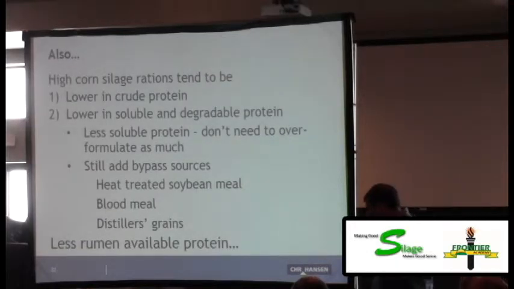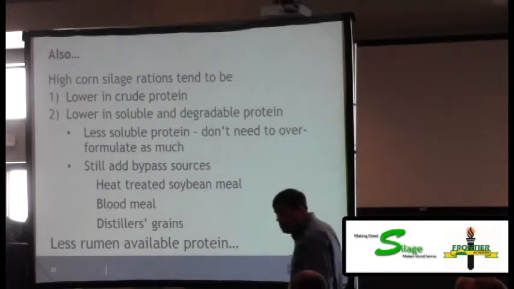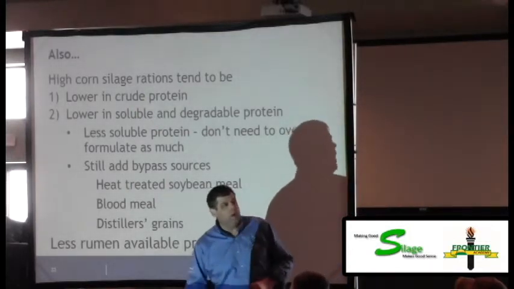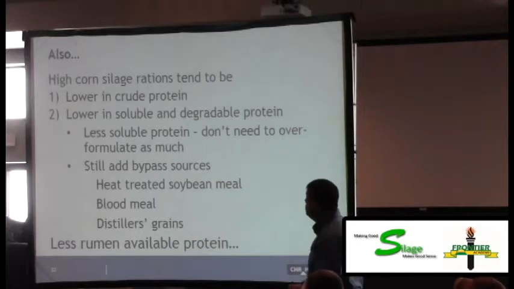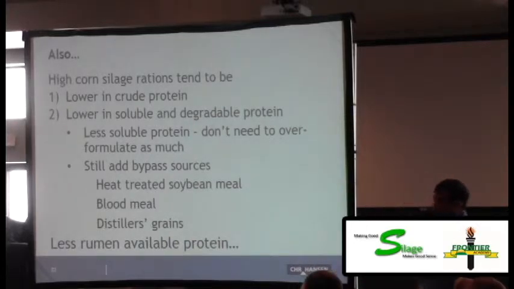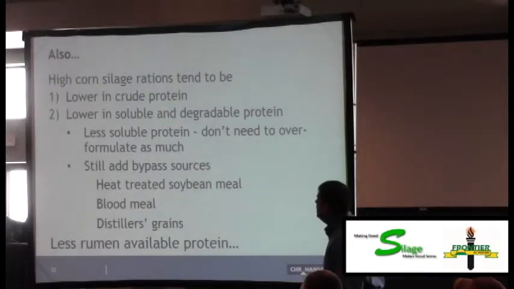The flip side to that, or to add to that, on high corn silage diets, we're in kind of a new age when we talk about balancing for amino acids now. Whereas we maybe used to do those 17.5, 18% crude protein diets, now we're running 15, 15.5, 16 percent crude protein. Putting a whole lot less protein in that ration.